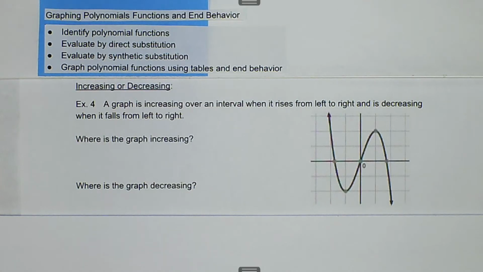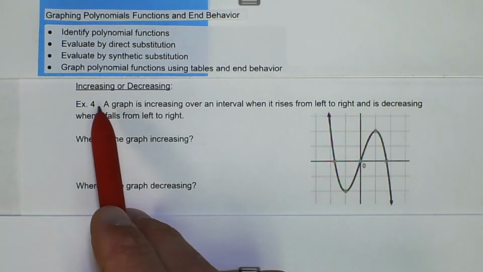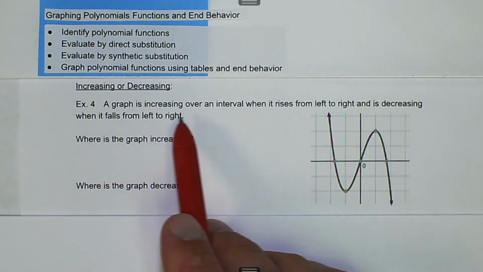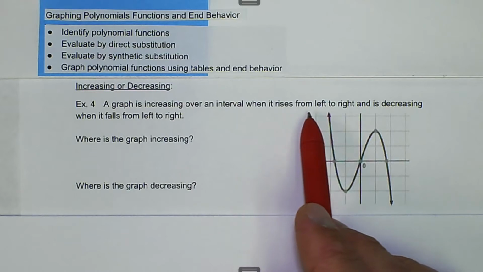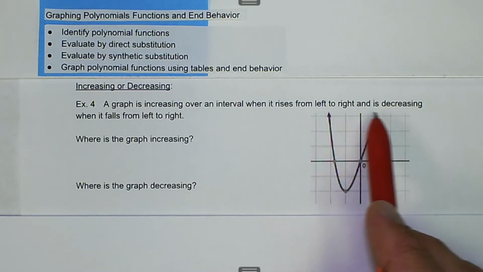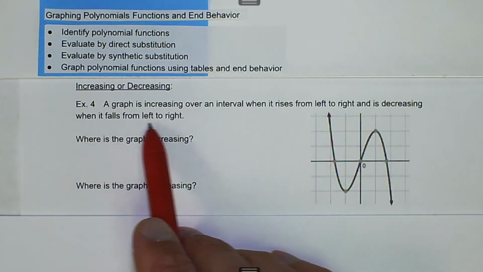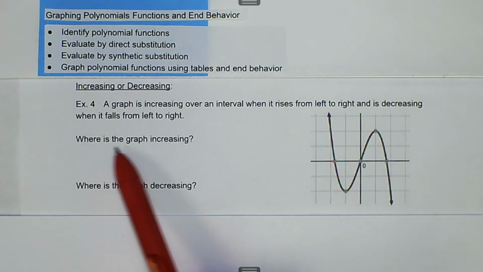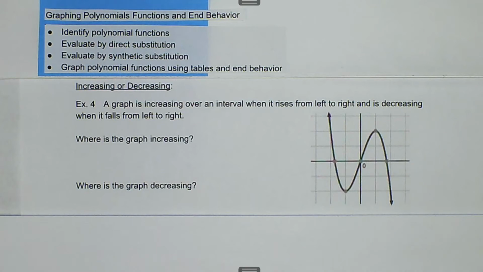We're talking about graphing polynomial functions and end behavior, and we want to graph polynomial functions using tables and end behavior. So one thing we want to think about is increasing and decreasing. A graph is increasing over an interval when it rises from left to right, and it is decreasing when it falls from left to right.